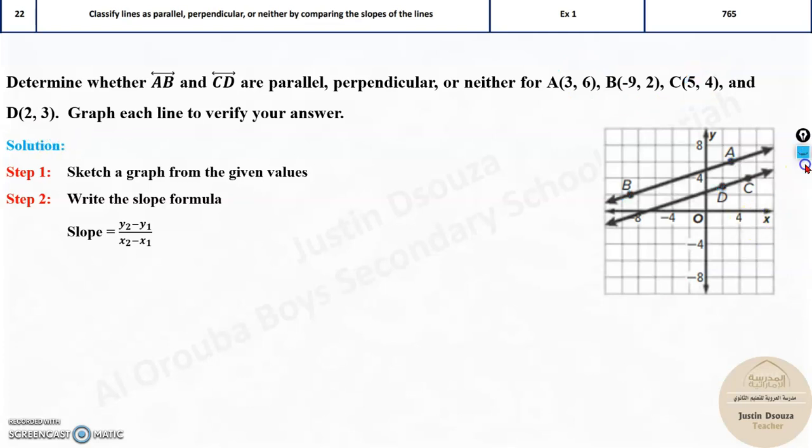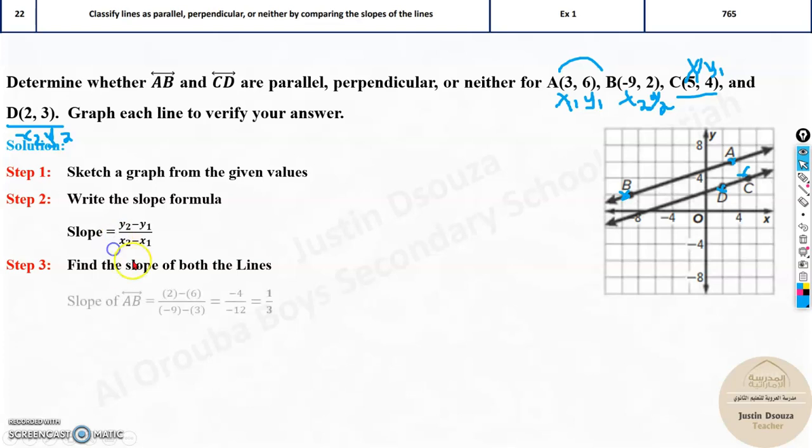So what do you do? Substitute them. Substitute in the sense, put over here y2 is 2. Over here, just substitute in the formula. 2 minus y1 is 6 divided by -9 minus 3. Put it in the calculator, you'll get the answer, or you can just solve it manually. It's 1/3, 1 by 3.